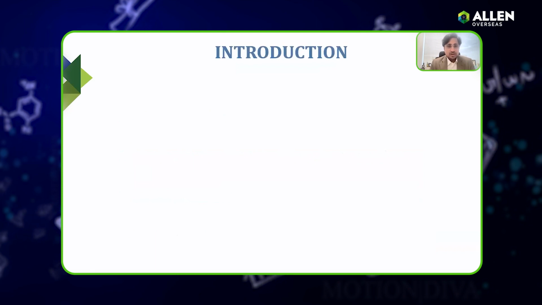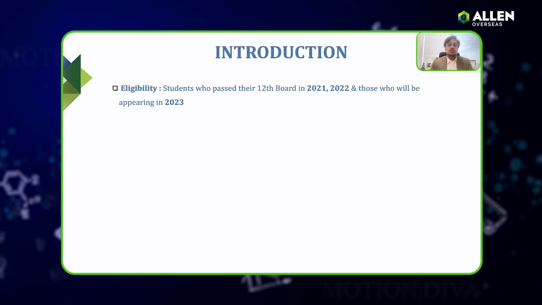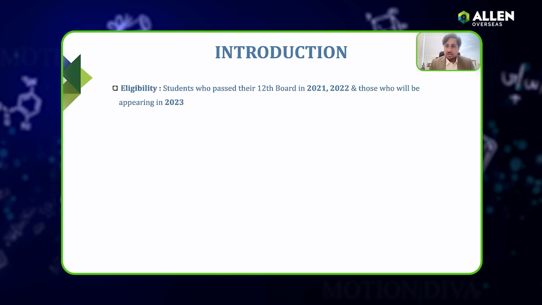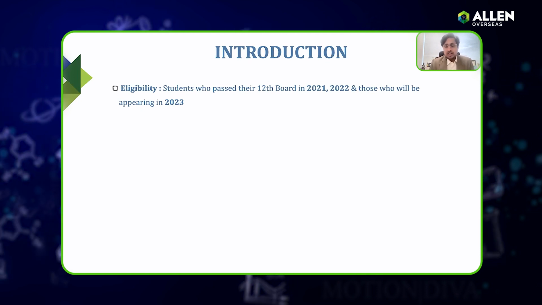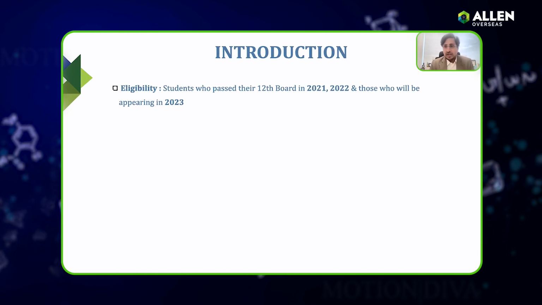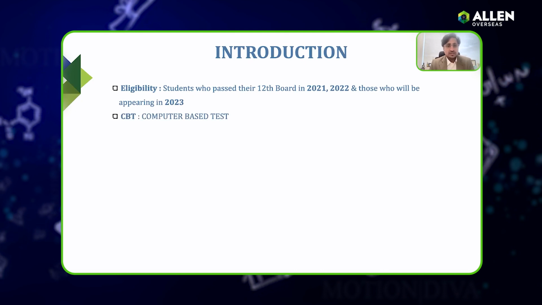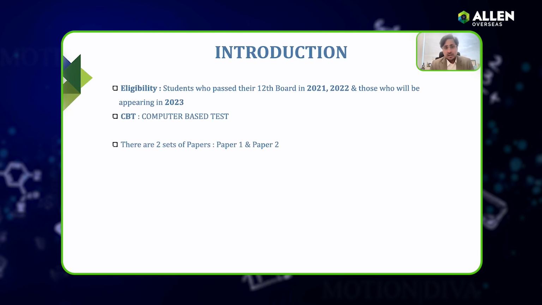Okay. So first of all, this year, the examination is for the students who will be appearing in their board examinations in 2023, and also for the students who have appeared in their 12th board in 2021 and 2022. This is the same eligibility criteria as last year. It's a computer-based test, 2 sets of paper 1 and paper 2.